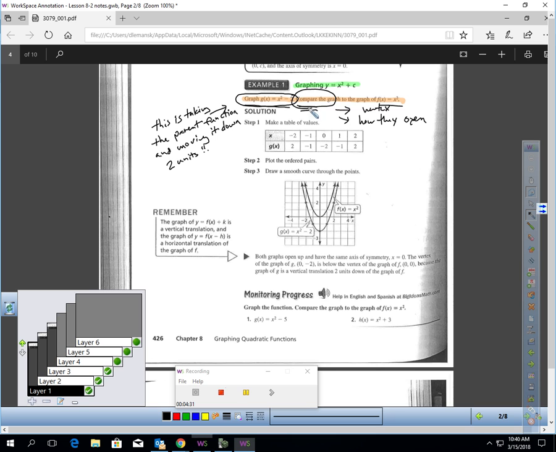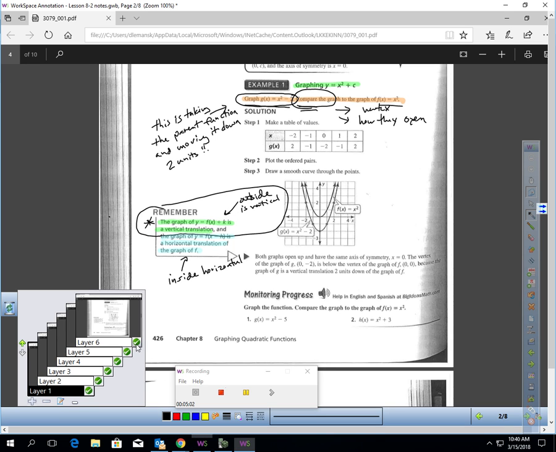When we compare, we're going to write 2 sentences. We're going to explain how the vertex compares on both and how they open. So, remember, when we're adding outside the function, that's a vertical translation, but if it's inside, that would be horizontal. You'll find out in this lesson, we're focusing on adding or subtracting outside. So these are going to be vertical translations.